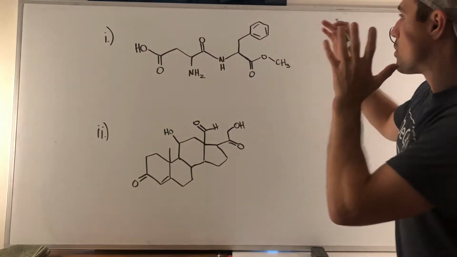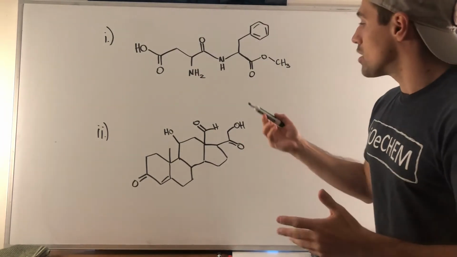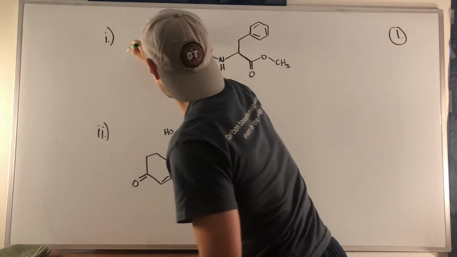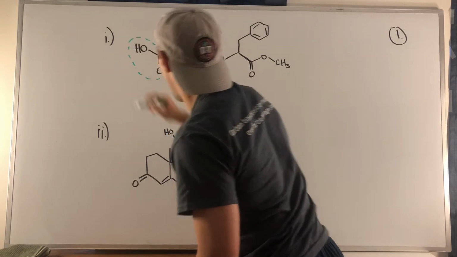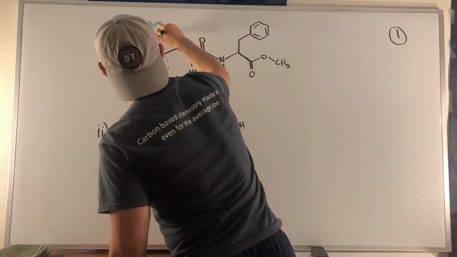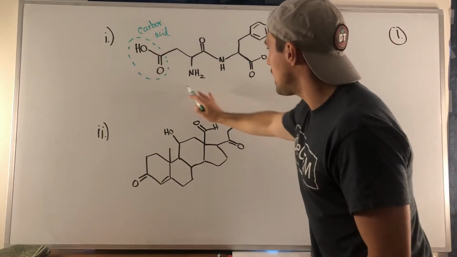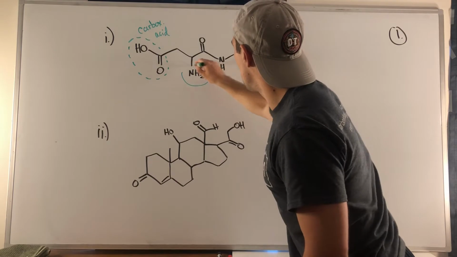Okay, so in the first one for aspartame, let's take a look. So you can see right here, I'm seeing a carboxylic acid. I'm going to abbreviate these, carboxylic acid. Then moving along, I can see right here, I have an amine.